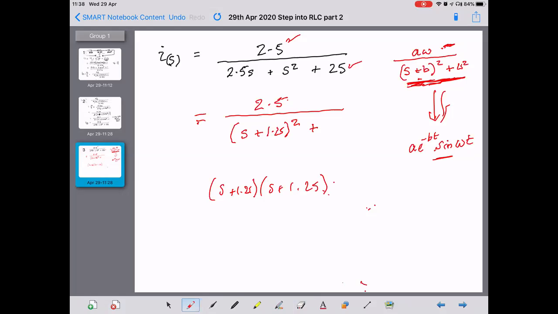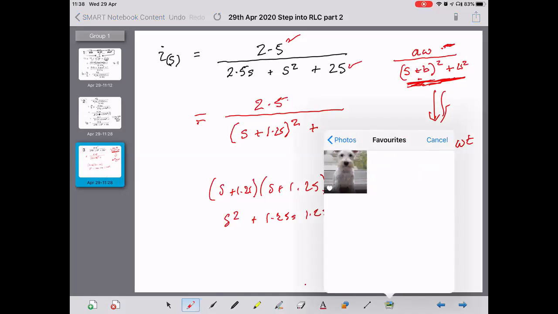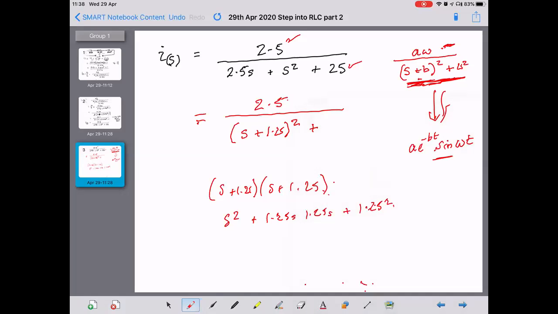s times s is s squared. s times 1.25 is 1.25s. And 1.25 times s is another 1.25s. Plus 1.25 squared. I don't know what that is at the moment. But what I'm saying here is, this is where this 1.25 comes from, because then when we multiply it back out, we end up with 2.5s again. Do you all get that?